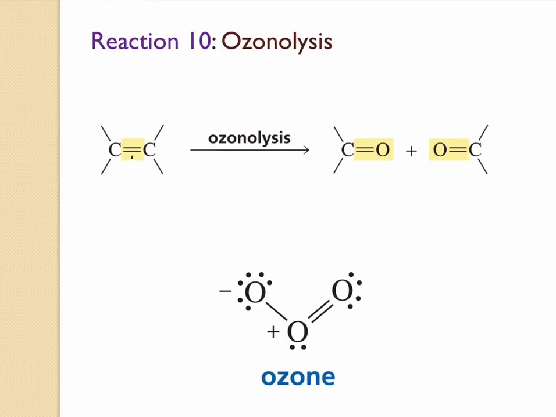Ozonolysis. When an alkene is treated with ozone at a low temperature, both the sigma and pi bond of the double bond are going to break, and the carbons that were doubly bonded to each other will now be bonded to oxygens. This is an example of oxidative cleavage because it cleaves the reactant into two pieces.